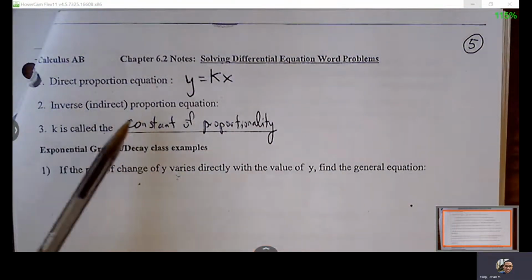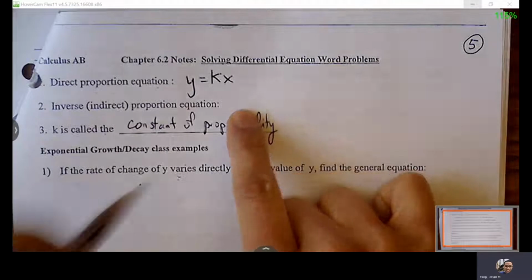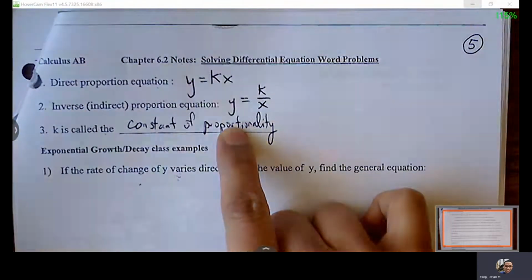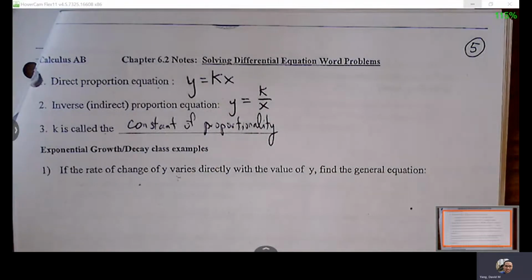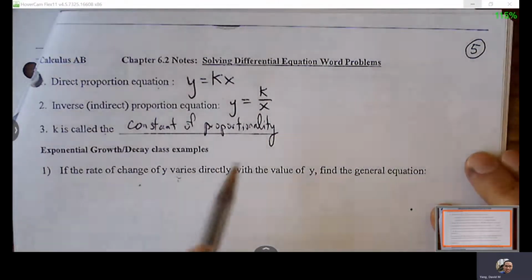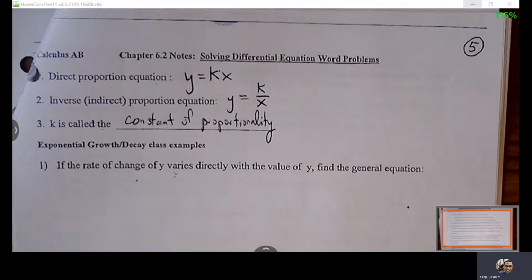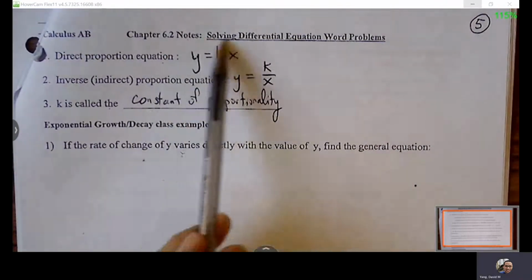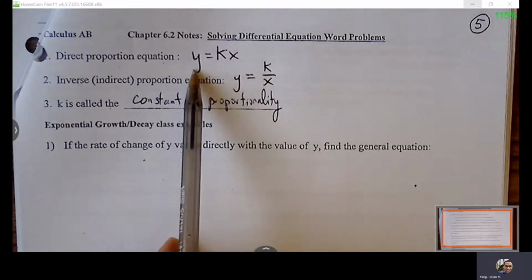An inverse or indirect proportion equation, we're not going to see this as much, is in the form of y equals k over x. And this ensures that when y is increasing, x is decreasing, and vice versa. They're both going to be going in opposite directions. But mostly what we're going to see today are just direct proportion equations.